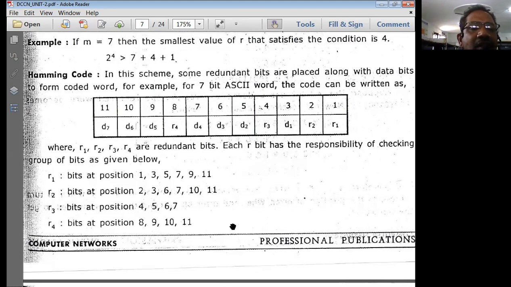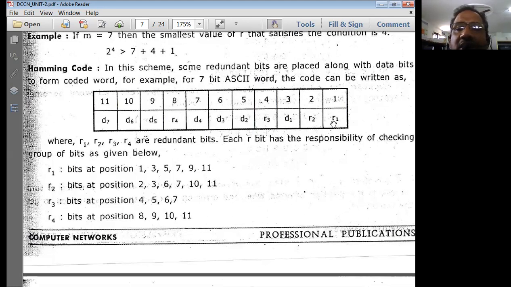After this, what has to be done? Let us see. These bits R1, R2, R3, R4, as we just discussed, are called redundant bits. Each redundant bit has a responsibility of checking a group of bits as given below. Now at the receiver side, the receiver has to check each and every redundant bit from the transmitted bits. So how is the receiver going to check? R1 is the first redundant bit, which is based on the position of the redundant bit. So your position is first position, position number 1.